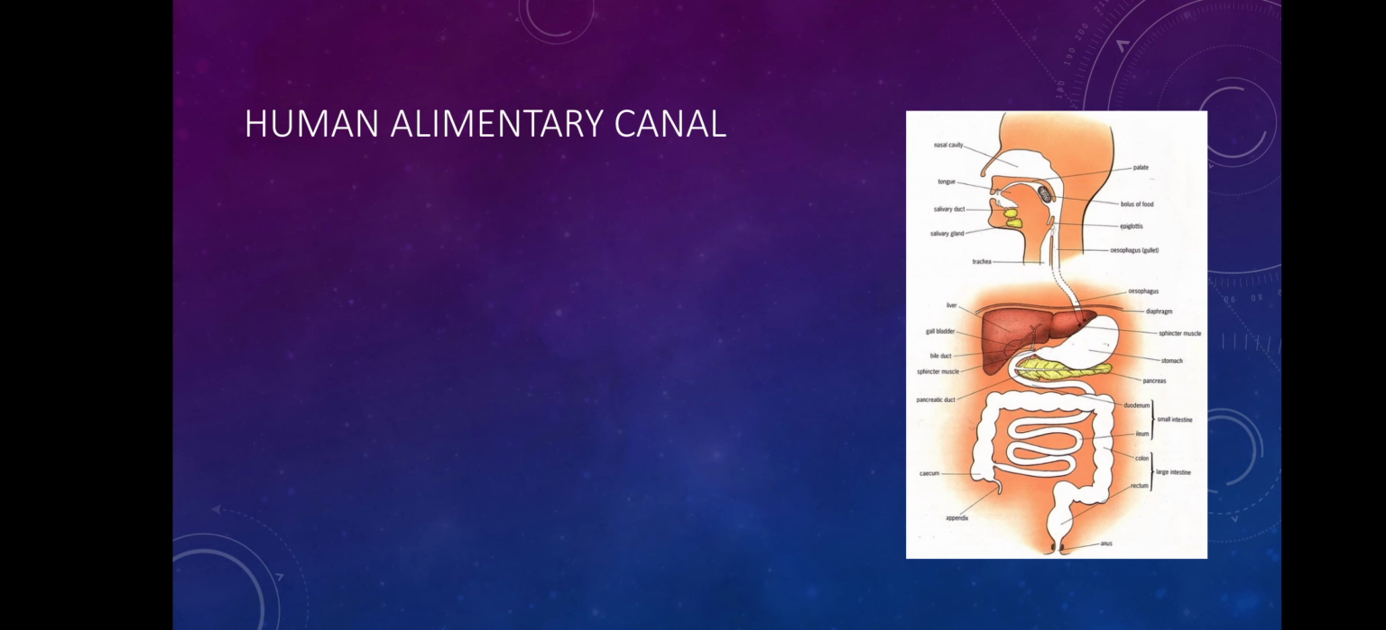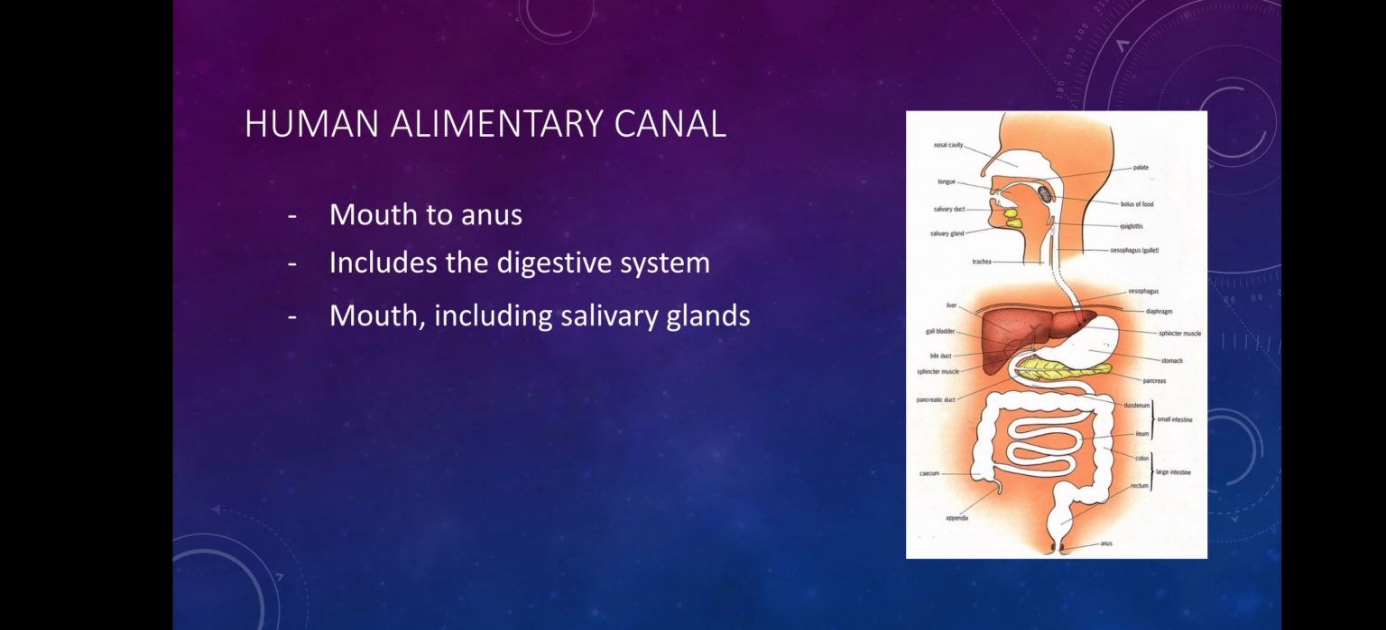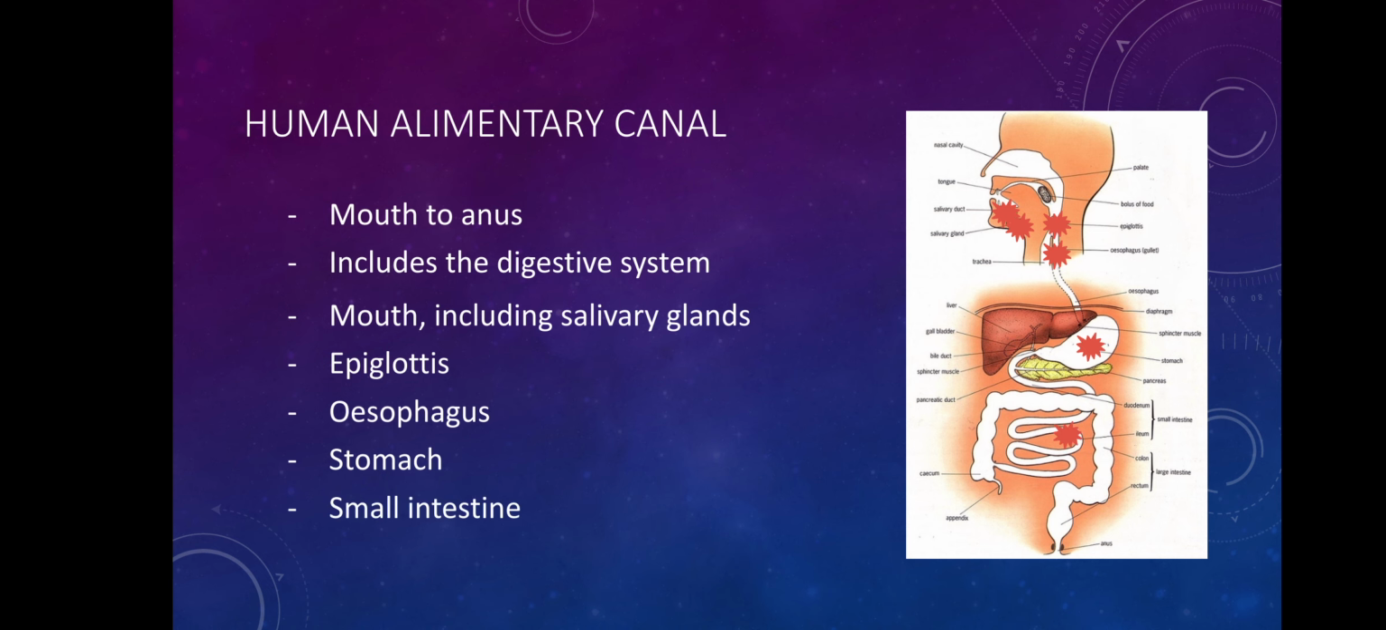So first of all, the human alimentary canal runs right through from the mouth to the anus and includes everything in between. And today we'll be focusing on the mouth, including the salivary glands, the epiglottis, the esophagus, stomach, the small intestine, and the large intestine, and then the rectum and the anus.